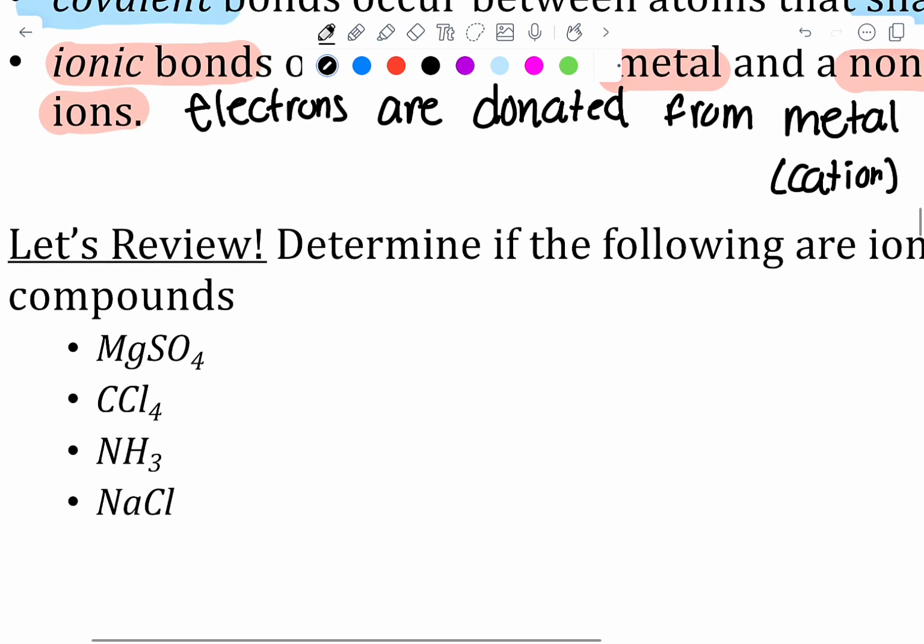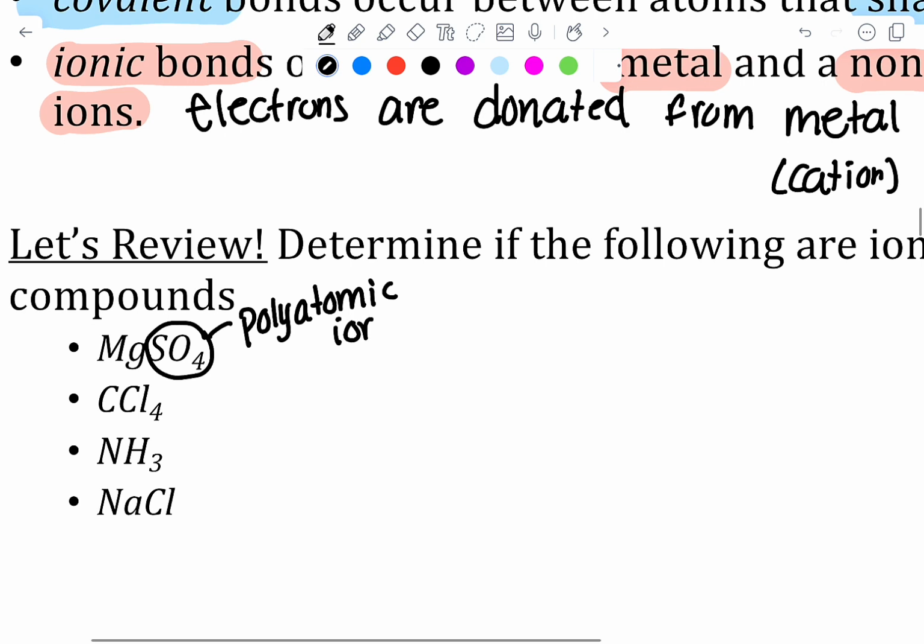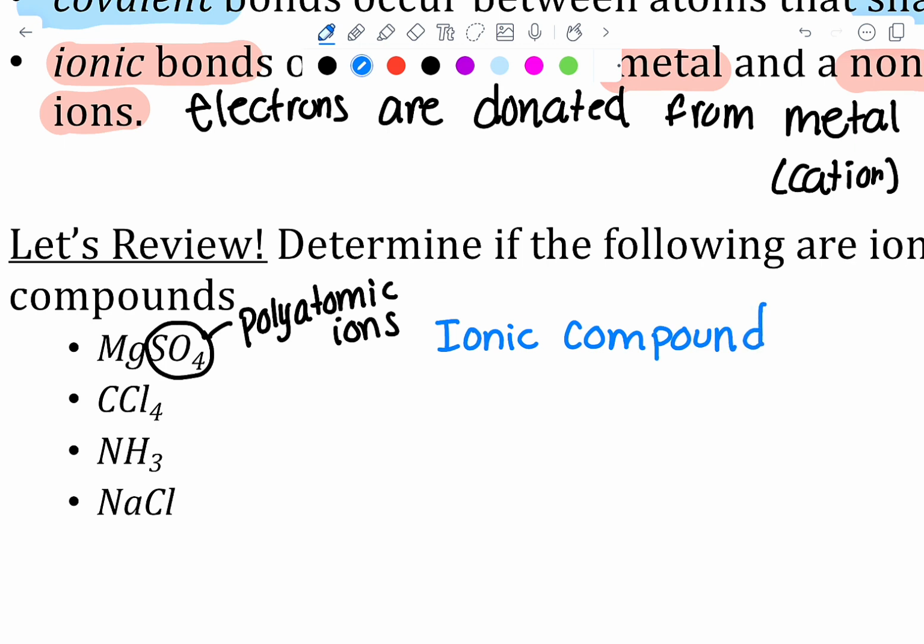So our first one is MgSO4. Well, SO4, that's one of our polyatomic ions. So it's a polyatomic ion, and it's paired with an Mg, which is a magnesium. So we have a metal and a nonmetal because our polyatomic ions are nonmetals, right? SO, sulfur and oxygen are nonmetals. So this would be an ionic compound, because it is between a metal and a nonmetal polyatomic ion.